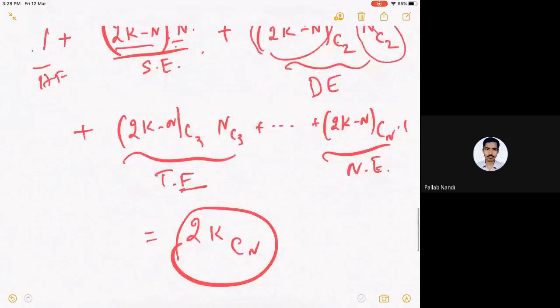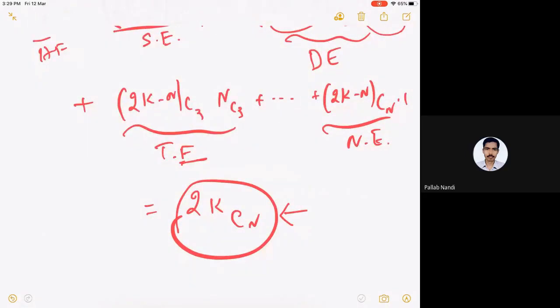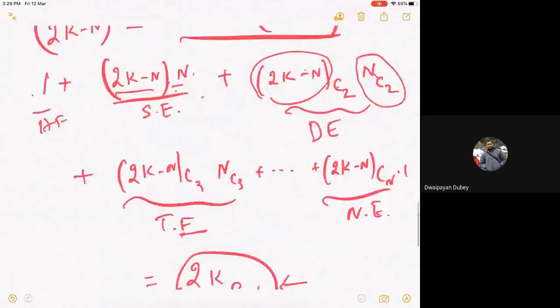So basically all the 2kCn determinants I have categorized by how they differ from Hartree-Fock. They differ by a single orbital, 2 orbitals, 3 orbitals, and n orbitals. When I say orbital, I mean spin orbitals. If you have any question, please ask me at this stage. Is it okay? Can I proceed?